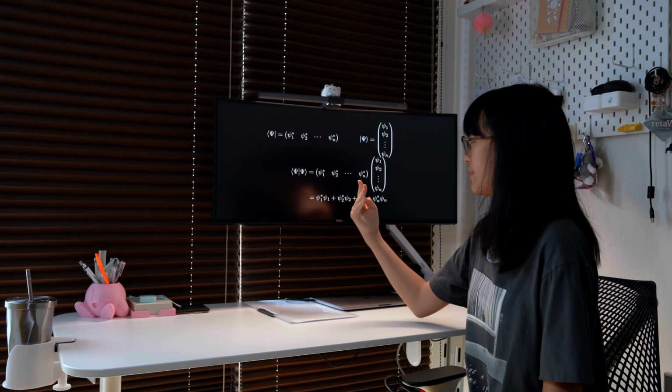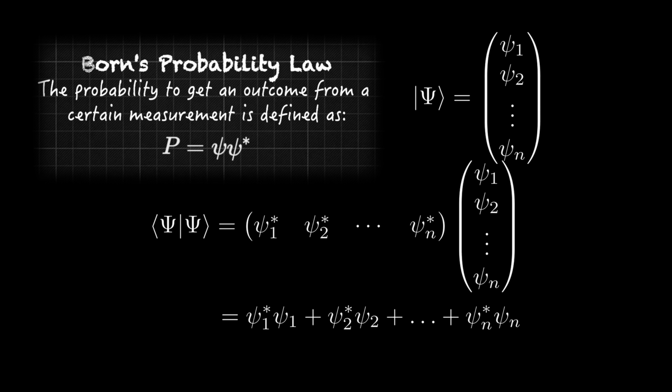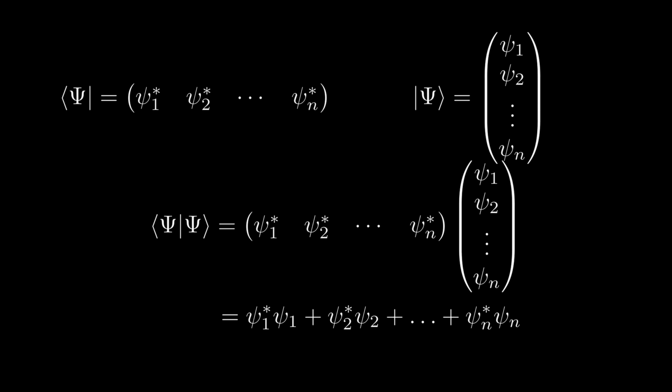Let's look closer at this equation. Terms such as psi1 conjugate psi1 actually have some physical meanings. They mean the probability to get a certain value for a measurement. That's why the state vectors can actually represent some states such as superpositions.